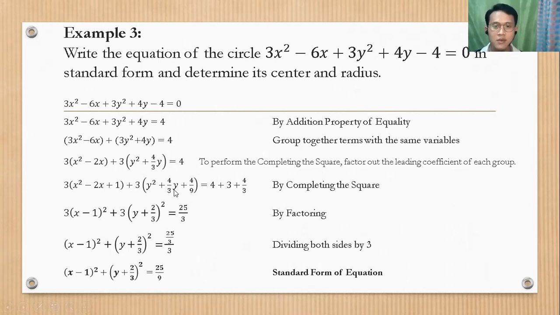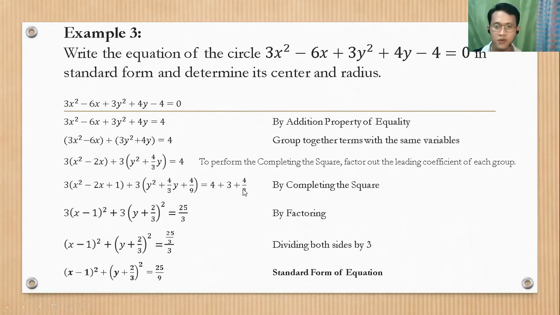And then same goes with our y. So bring down 3 and then the quantity y plus 2 over 3. Why is it y plus 2 over 3, sir? Because the square root of y is y. And then the square root of 4 over 9 is 2 over 3. Since our middle term's operation is positive 4 over 3, we follow the sign, which is positive. That's positive also in the middle term. So we have the quantity y plus 2 over 3 squared.